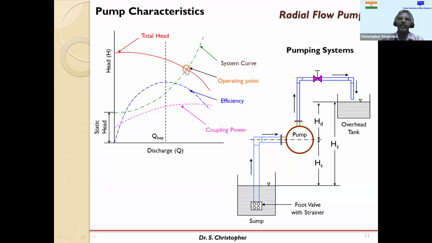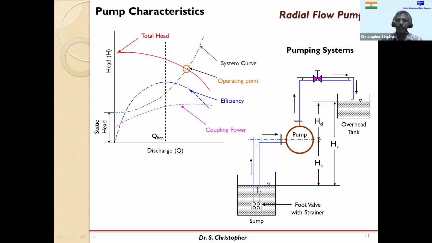Okay, so now my next question, I'll just explain. The system curve is nothing but the summation of static head and dynamic head. Because now I have drawn an additional curve, if I want to draw this curve, I need to know certain parameters. One is static head. This is the water level, and from here water has to be pumped to this level. So this is nothing but the HZ, which is the static head.